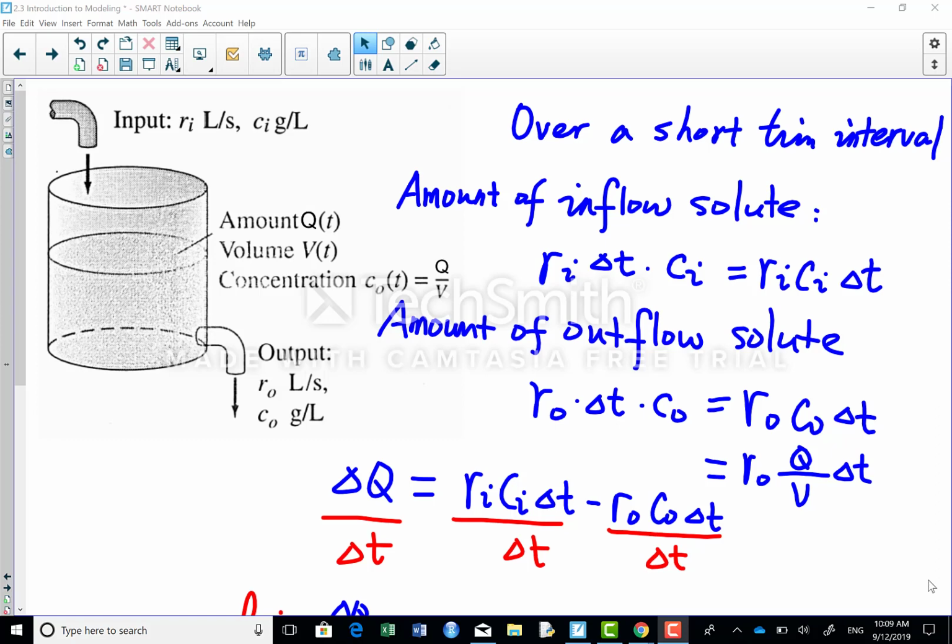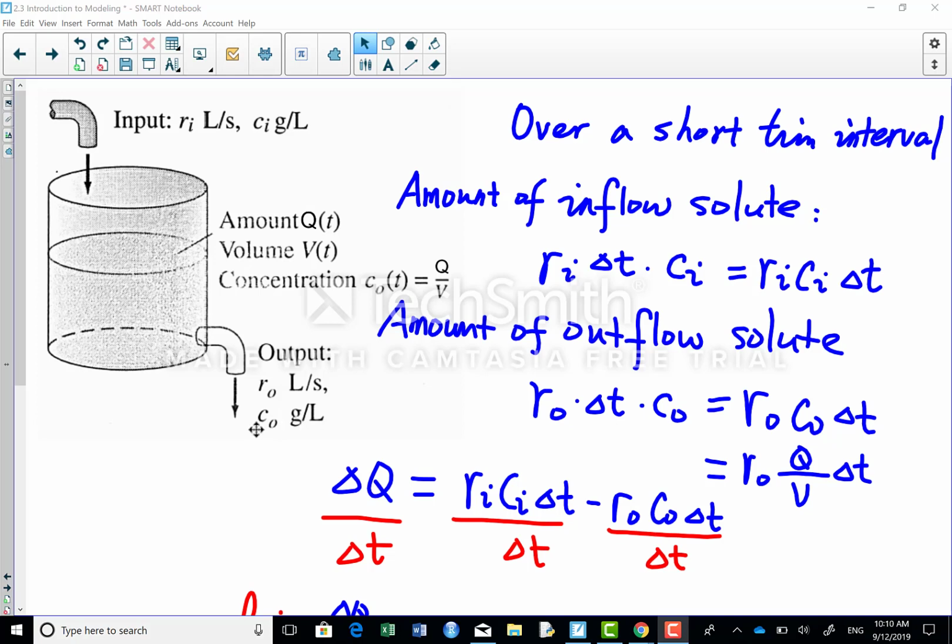Hello everyone, in this video we're going to discuss the tank mixture problem. Here's the situation. In a tank, there's initially a solution, and then there is an inflow solution at a constant rate Ri with constant concentration level Ci, and where stirred solution drains out at a constant rate Ro and with concentration level Co.